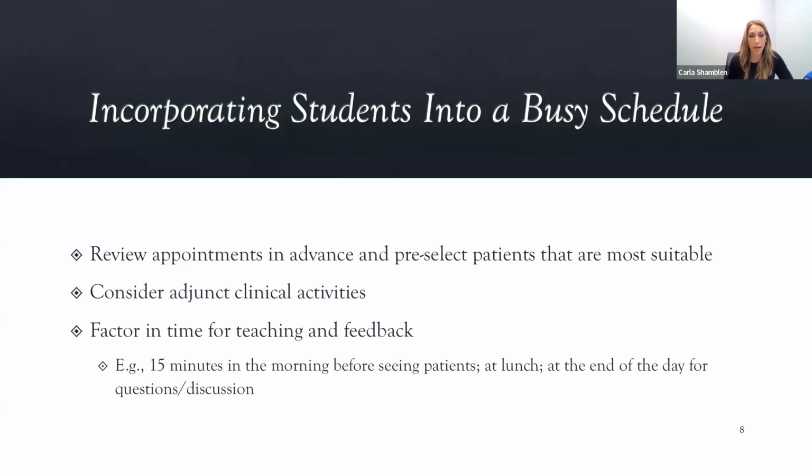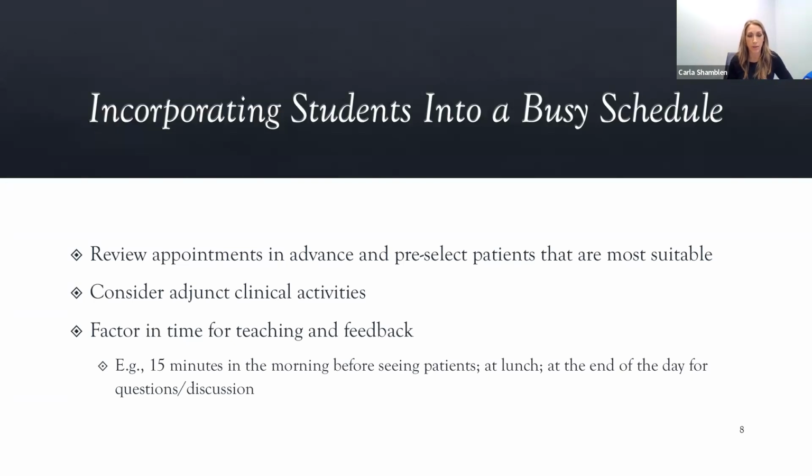Also consider adjunct activities. So they don't have to just be seeing patients. There's a lot more to medicine than that. And so having them do things like assisting the medical assistant with getting vitals or doing blood draws in the office, maybe even spending part of the day or a few hours with front office staff to see what that looks like in a clinical setting if they've never been in an office setting before, of the day-to-day, or with billing, if you have billing on site, coding and billing, that can be an important tool as a provider to learn as a student.